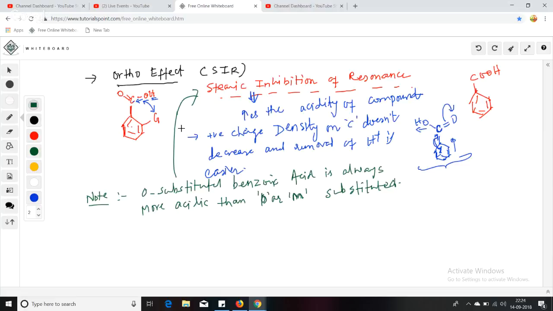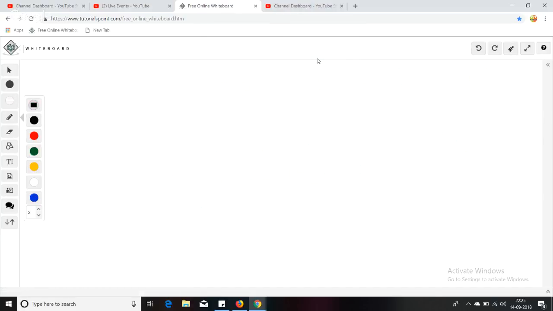Now, if I take one example, all of you write down this: ortho substituted benzoic acid is more acidic than para or meta substituted. So the first example we are going to see. This is very important as far as JEE or board is concerned. You will have these kinds of questions in the board exam also, like compare the acidic strength of these.